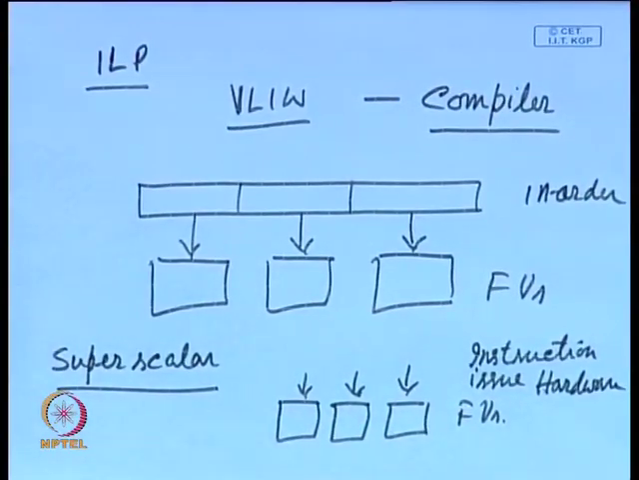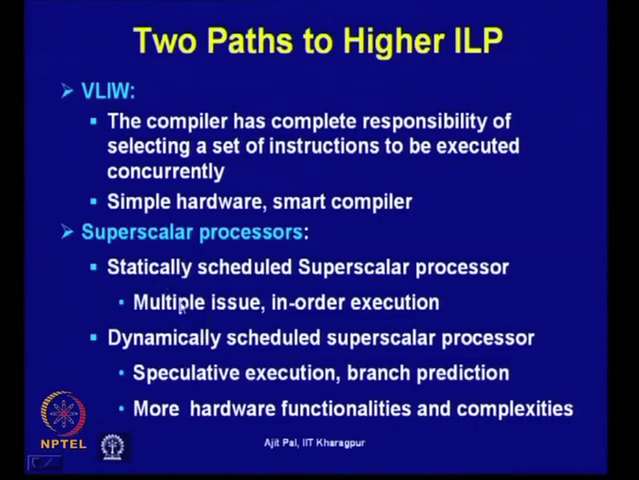Now, in case of superscalar processors, it can be done in two ways. Number one is the statically scheduled superscalar processor, where multiple issue is performed, but in-order execution takes place. On the other hand, the dynamically scheduled superscalar processor will use specialized properties like speculative execution, branch prediction, and will allow out-of-order execution. So, this will require more hardware functionality and complexity. Later on I shall discuss these two techniques which will provide you higher ILP, and of course, loop unrolling or software pipelining will be necessary to increase the ILP.